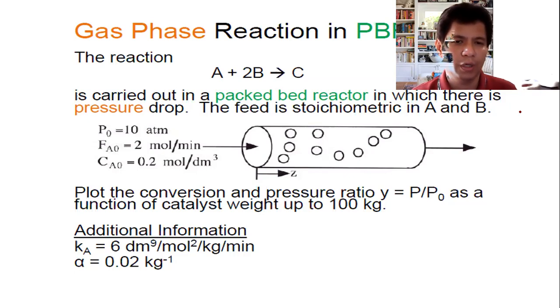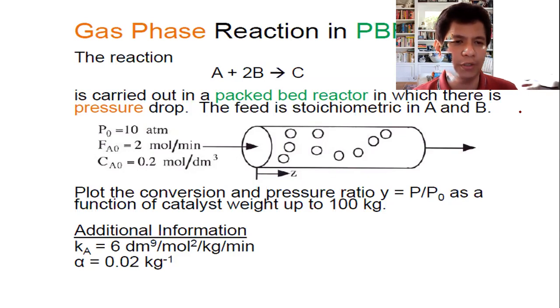So, for example, in this problem, if the CAO is 0.2, CBO would be 0.4, times 2 lang. Kumbaga, parang walang excess tsaka walang limiting. Sakto lang yung amount nung reactants.